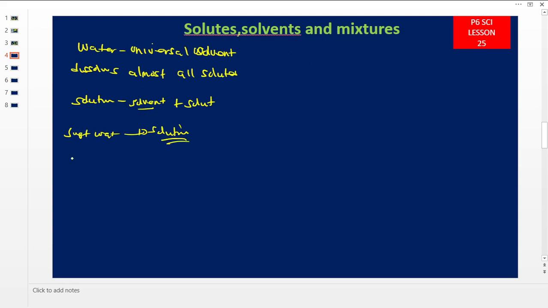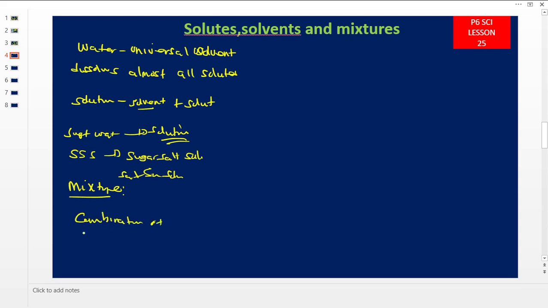Now before leaving a solution, we have what we call sugar salt solution, or you can start with the salt sugar solution. And this solution is a mixture. Now this one is leading us to what we call mixtures. Then what is a mixture? A mixture is a combination of two or more substances by physical means, or physically.